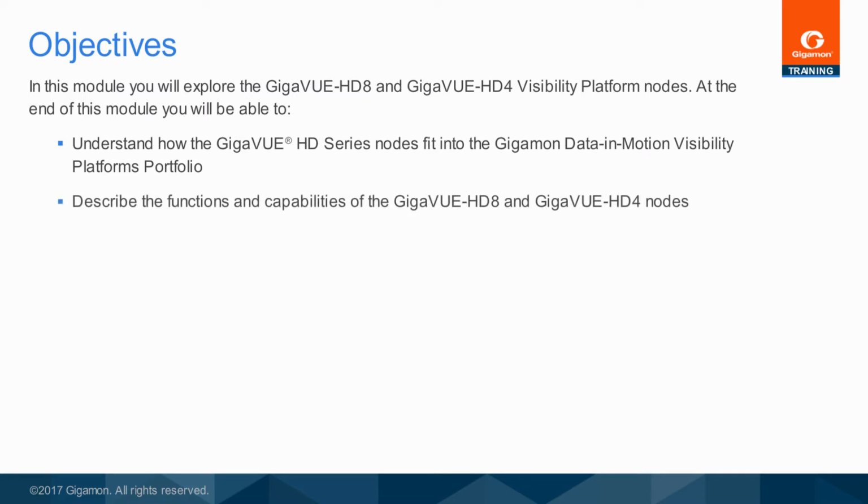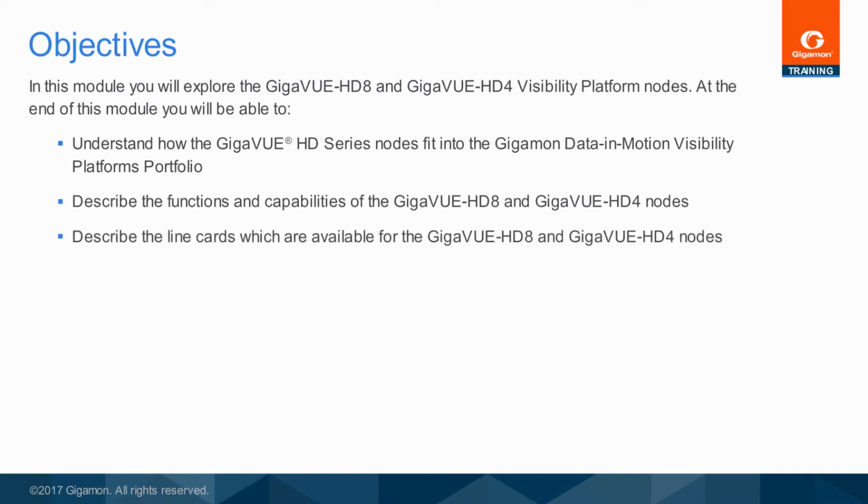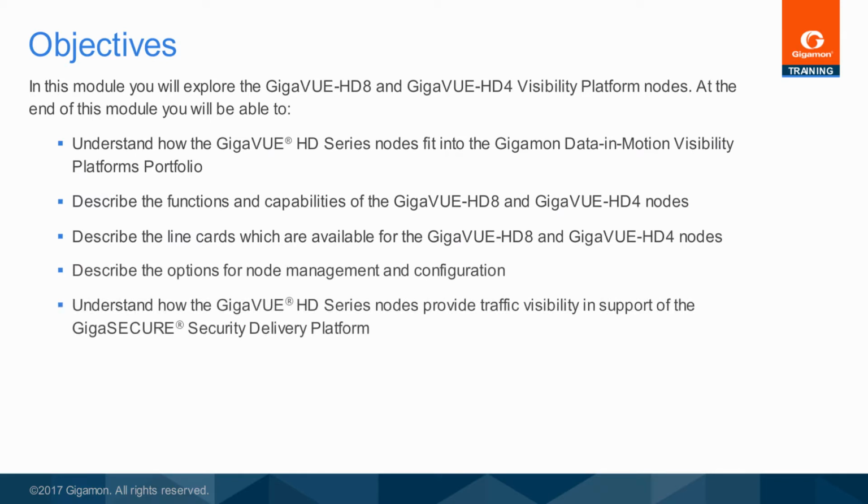Describe the functions and capabilities of the GigaVUE HD8 and GigaVUE-HD4 nodes. Describe the line cards which are available for the GigaVUE HD8 and GigaVUE-HD4 nodes. Describe the options for node management and configuration. Understand how the GigaVUE HD Series nodes provide traffic visibility in support of the GigaSECURE Security Delivery Platform.